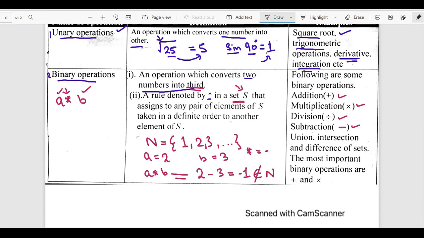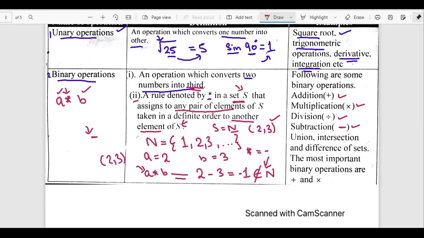However, if we look at the definition in this part, a rule denoted by star in a set S that assigns to any pair of elements. Any pair of elements means that this 2 and 3 was a pair from the set of natural numbers, right? That assigns to any pair of elements of S taken in a definite order to another element of S. Here in our case, S is N, and the pair which they are talking about is 2, 3. This 2, 3 belongs to natural numbers. That part was fine, but we wanted that the third number which we are getting after applying the operation should also belong to N. However, it is not. This means that we cannot define minus in the set of natural numbers. Okay, we cannot define this binary operation in natural numbers, right?